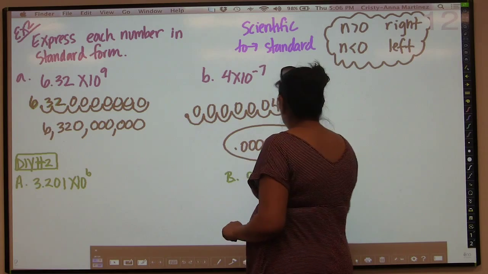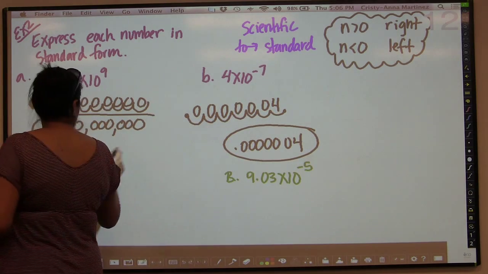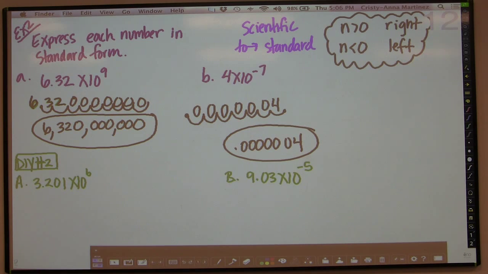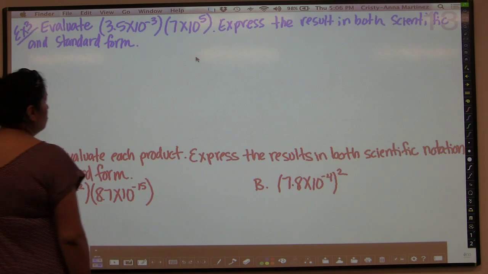That'd be my answer. Alrighty. So that's pretty much how you do that. It's not very complicated. So now I want you to try do yourself number 2. And then we're going to go into multiplication.